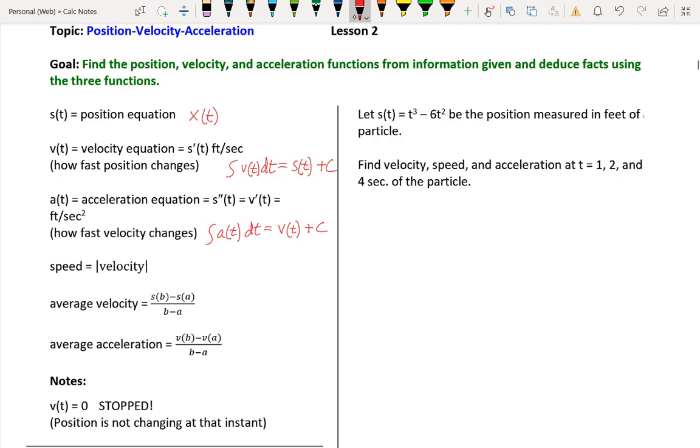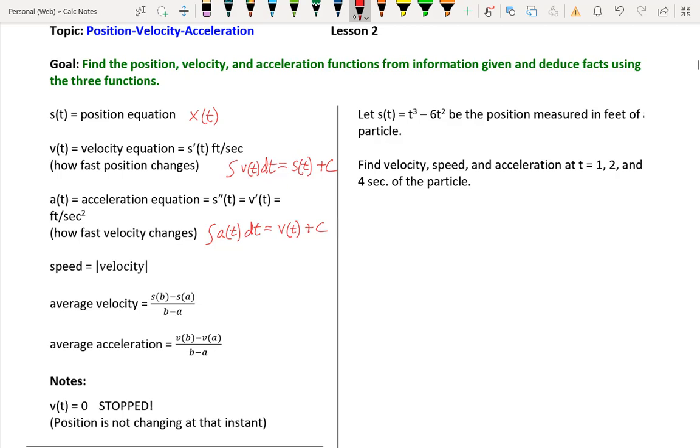Okay? So remember, speed and velocity are synonymous when they're positive, but speed is always positive, whereas velocity can be negative. If your velocity is positive, you're moving to the right or up. If your velocity is negative, you're moving to the left or down.